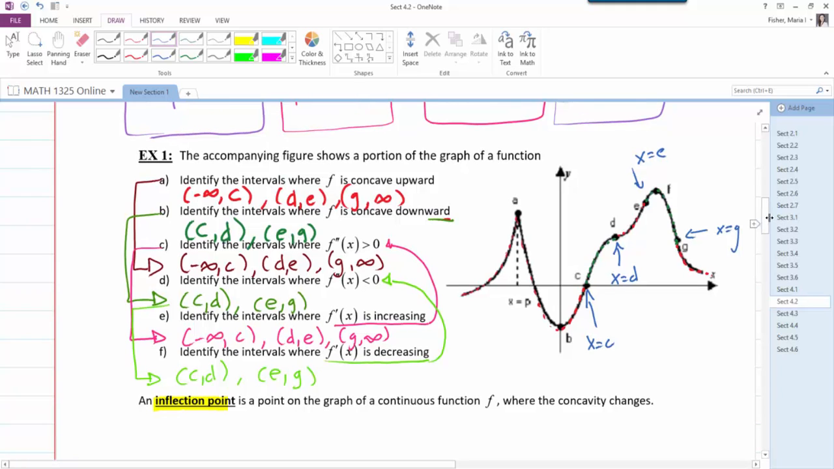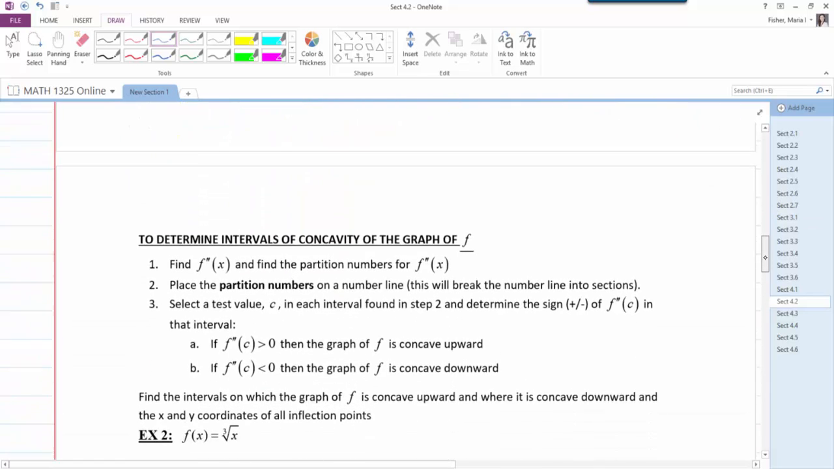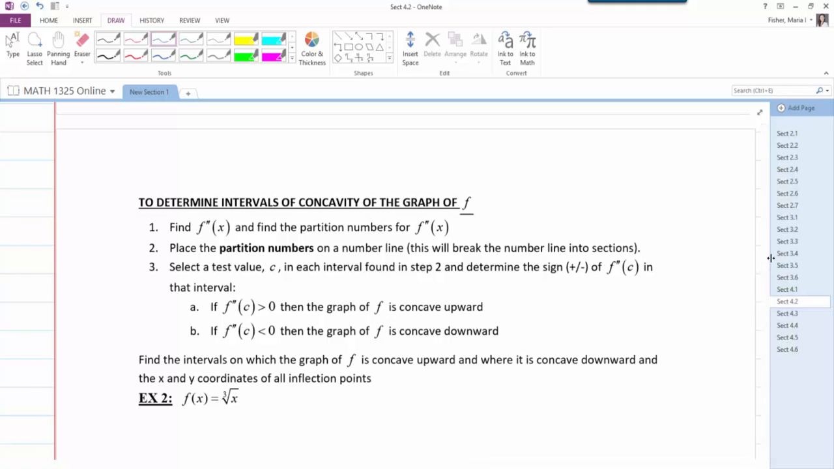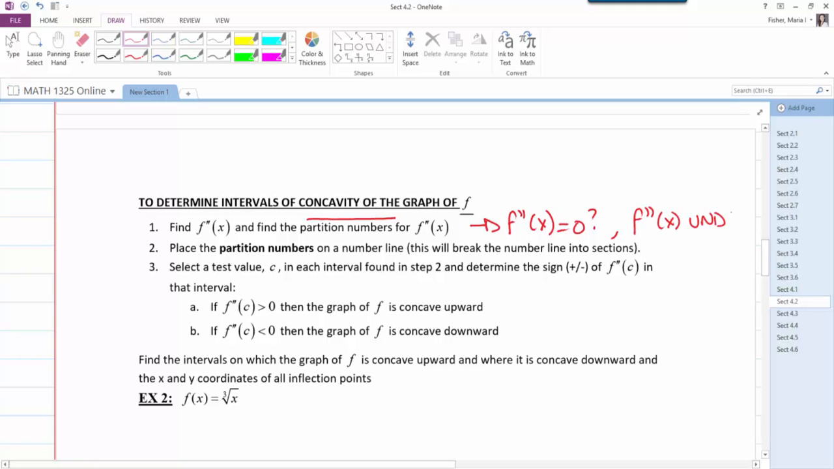So let's figure out how we would find all of this information if we're given a function instead of a graph. To determine the intervals where you are concave up or down, the first thing you want to do is find the second derivative and find the partition numbers for the second derivative. The partition numbers for the second derivative are going to be where the second derivative is equal to 0 and where the second derivative is undefined. Those are my partition numbers.